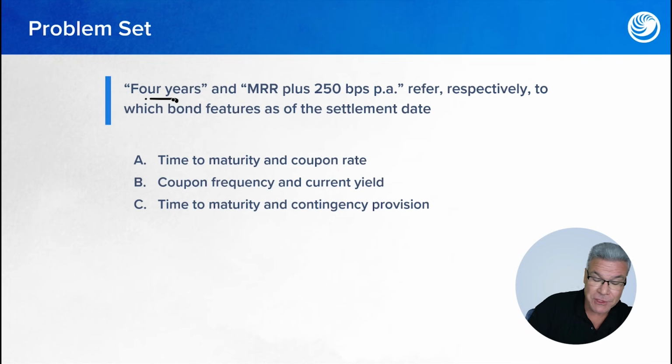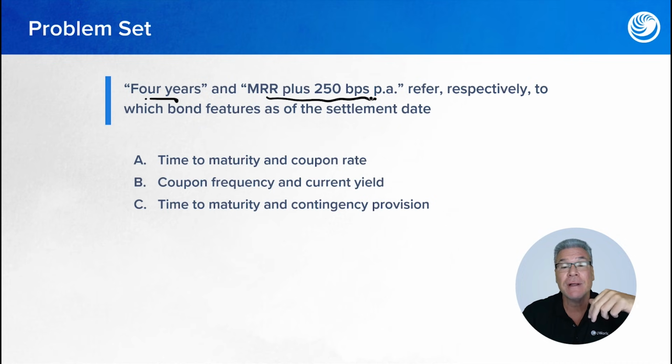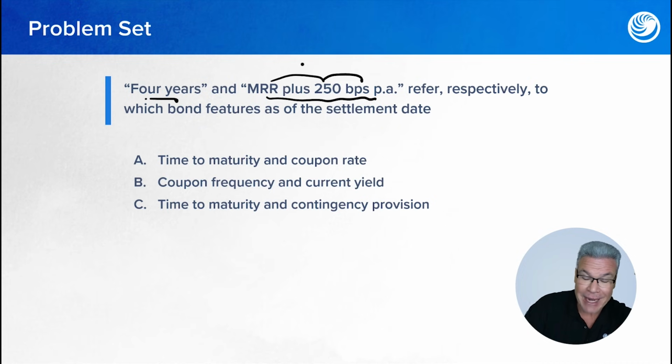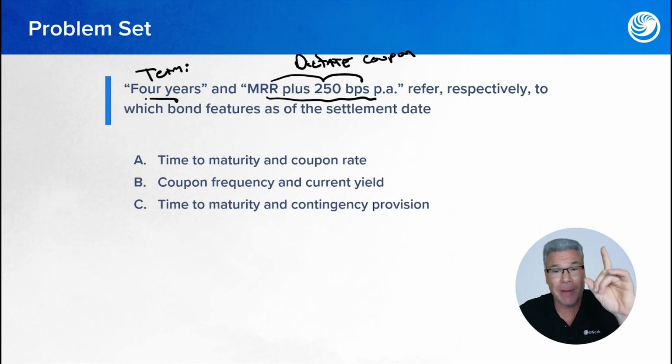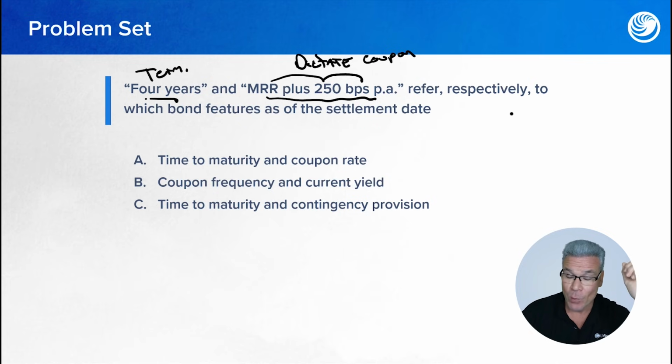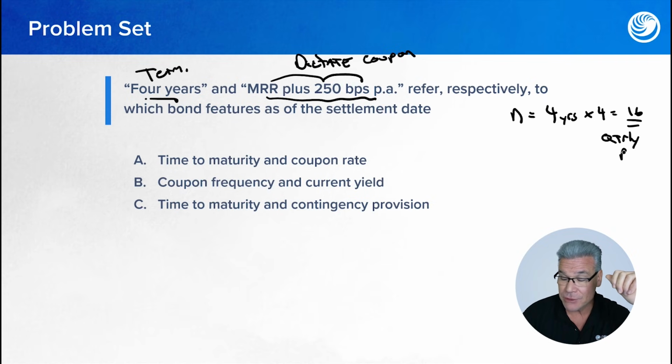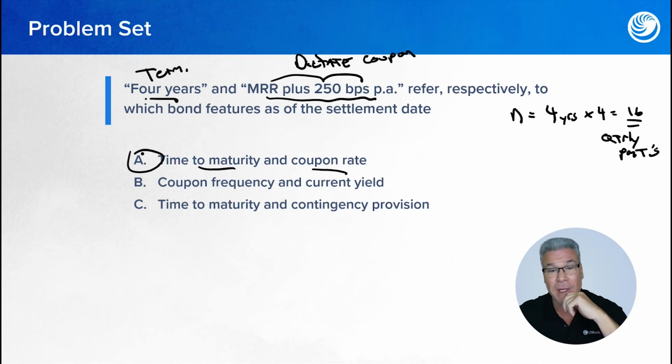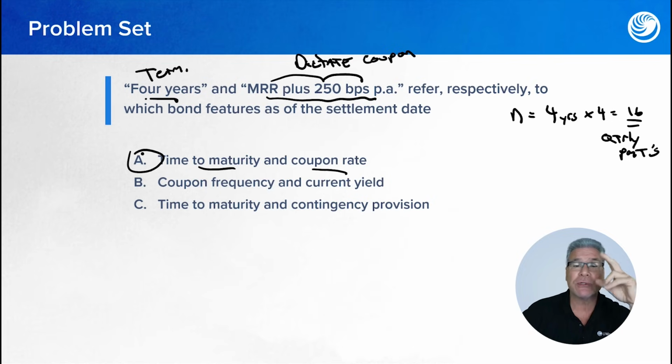The 4 years, that's our time to maturity, okay? And then the market reference rate plus 250 basis points, that is going to dictate the size of the coupon. So the 4 years is our term to maturity. Now remember, since it's quarterly pay, when you enter your information, that's 4 years times 4 payments per year. That's 16 quarterly payments when we find the value of this debt. But that's going to be our time to maturity and our coupon rate. The coupon frequency, that was quarterly. That's not stated here.